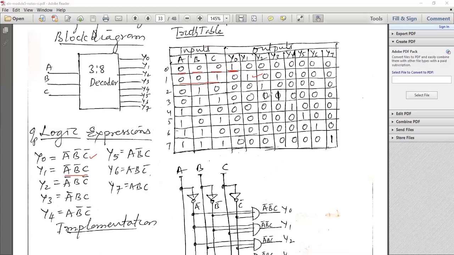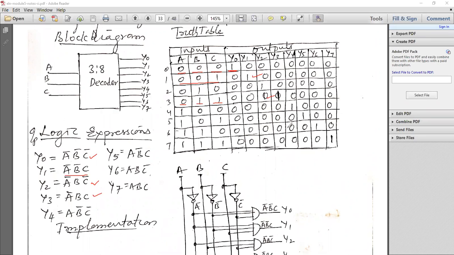Similarly for Y2, what is the input combination? A bar, B and C bar. Yes, for Y2 it is A bar, B, C bar. For Y3, it is A bar, B, C.